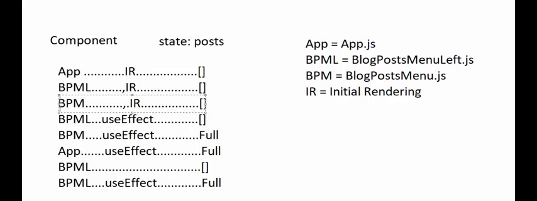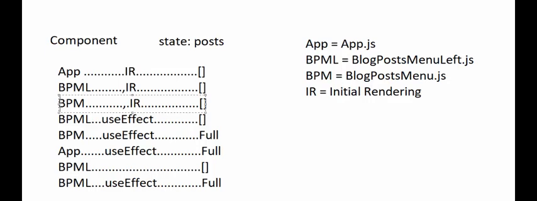That finishes the initial rendering of the app component. We have 3 initial renderings: app, BPML, BPM, and the initial rendering of app is finished. Now we don't go back to the useEffect of app, because the children must finish rendering first. Then we go back to BPML, the first child in the code.